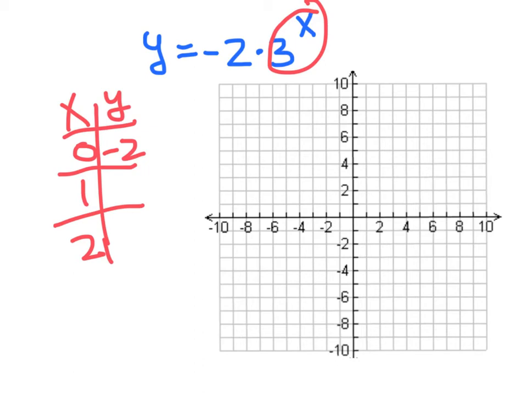Okay? Next one would be plug in 1. 3 to the 1 is 3. 3 times negative 2 is negative 6. And plug in 2, and we would get negative 2 times 3 to the 2, which is negative 18. So we're at 0, negative 2, 1, negative 6, and 2, negative 18, which is off of our graph. But even still, with just these few points, imagine a point that's way down here. We can connect these to approach the x-axis here.